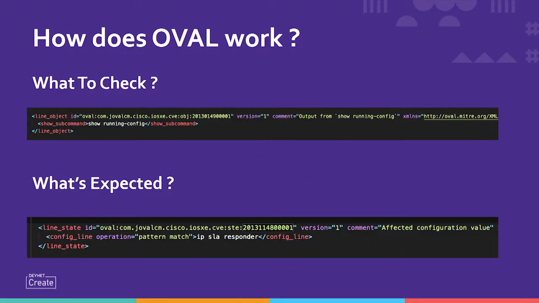If I go to the next slide, you are going to see essentially these two questions I was mentioning before. So what to check? You want to check the output of a show running configuration, so obviously the command you are going to run on the target system is show running-config. And what's expected? The output you expect from this test, right? And here we are expecting to see ip sla responder in the running configuration.